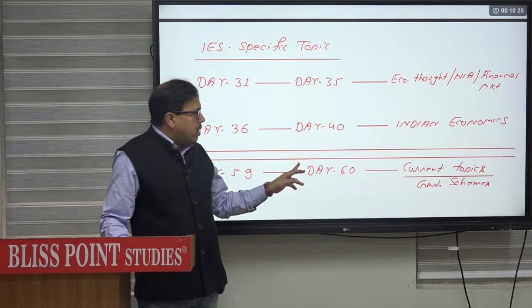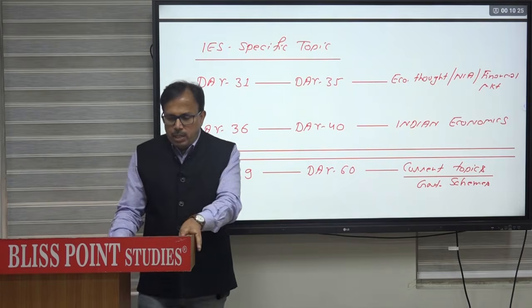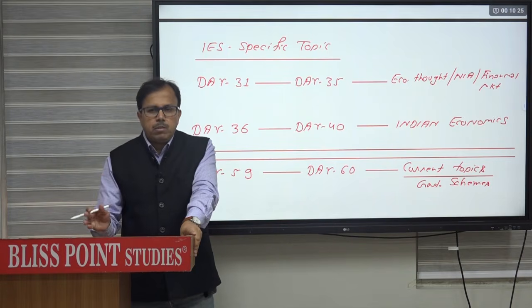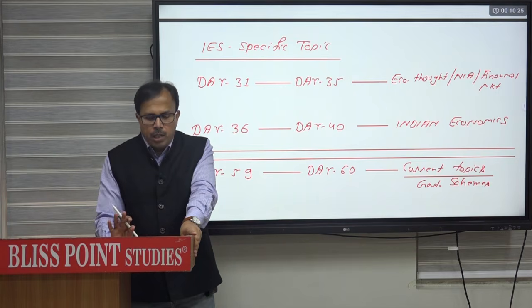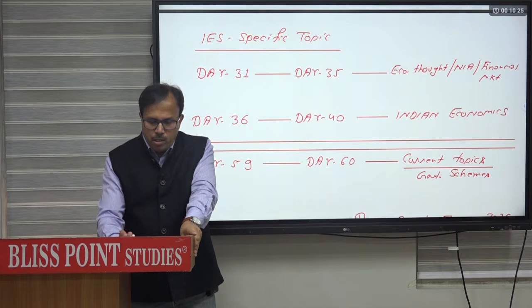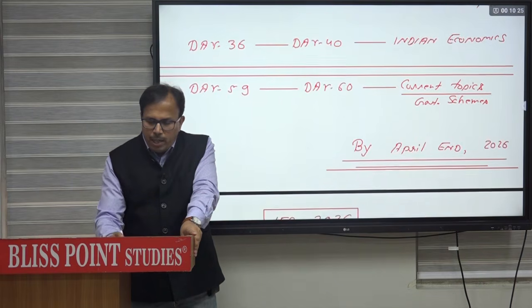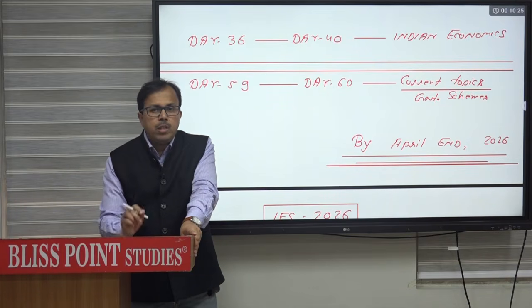And day 59 and 60 is only for the current topic and the government scheme. That means we will be taking up 20 plus government programs and current-event topics at the end, so that we can cover more and more. And by that time your Economic Survey of 2025-26 will be there, budget will be there, so we can incorporate more and more current topics. Clear? So by April end your entire content should be over as far as day-wise questions are concerned.